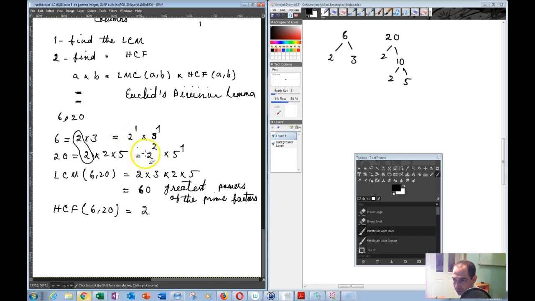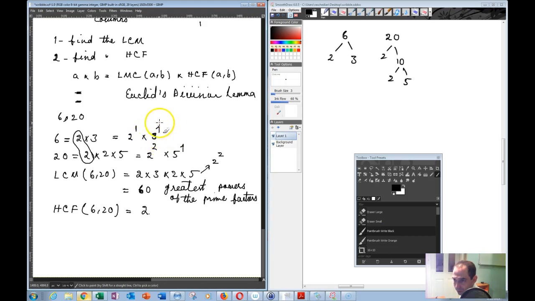So 2 is basically, you can find 2 in both of these numbers. Now the power of 2 over here is 1. The power of 2 here is 2. And the greatest power of this prime factor is 2. So then you can write 2 raised to the power 2 here. That's the greatest power of this prime factor here.